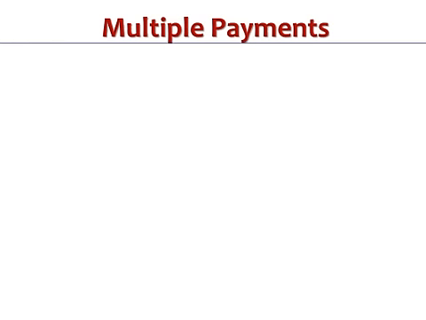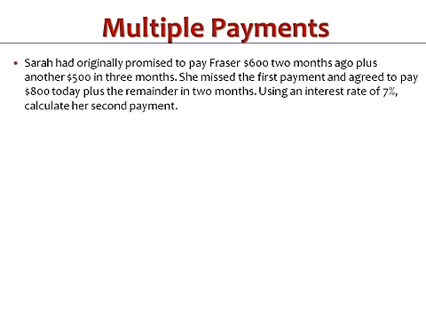Let's look at multiple payments at the same time. That's where it gets a little bit more fun. Now we've got Sarah. She's originally promised to pay Fraser $600 2 months ago and another $500 in 3 months. But she missed her first payment and they got together and she agreed to pay $800 today plus the remaining balance in 2 months. So how do we figure that out? Well, we're going to use an interest rate of 7% to work everything out. That's presumably what they thought was fair.